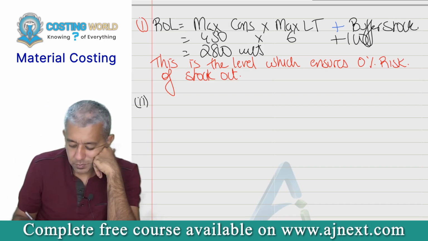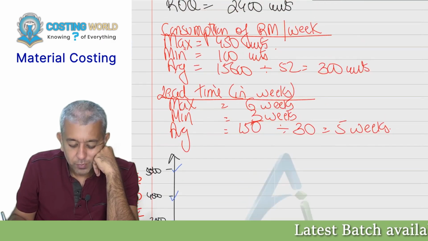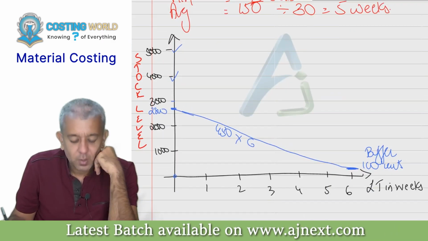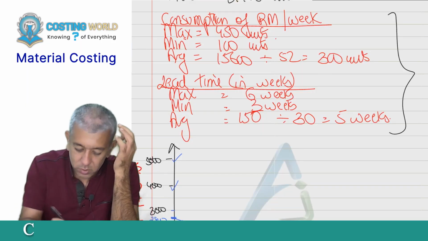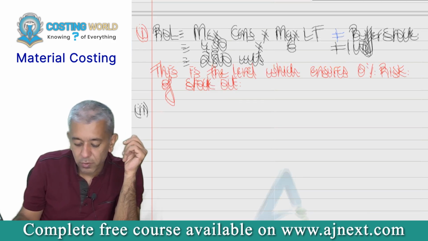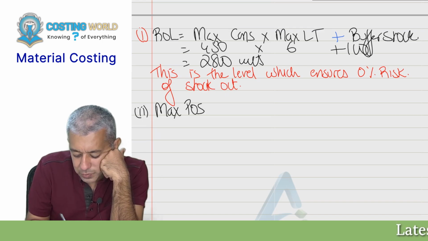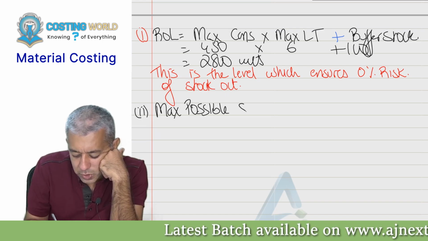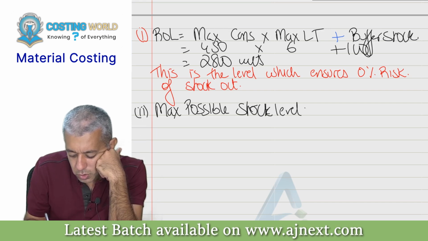Done. Now see, second thing. Now this will take time from you. Second information. Now you already have this thing written in your notebook, so I don't need to be showing you all that. Second thing what I want from you. You all write down maximum possible stock level.